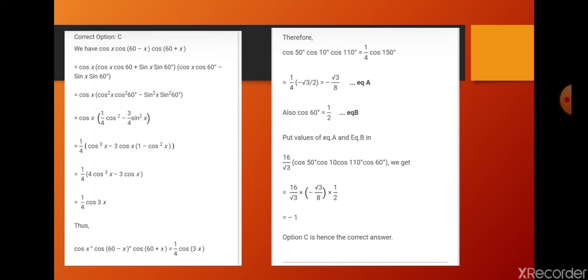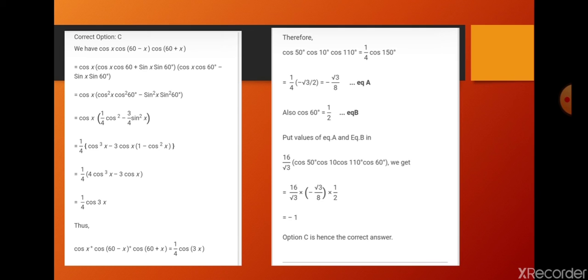which equals 1 by 4 into cos x into (cos square x minus 3 (1 minus cos square x)), which equals 1 by 4 into (4 cos cube x minus 3 cos x), which equals 1 by 4 into cos 3x. 4 cos cube x minus 3 cos x is the formula of cos 3x. Hence cos x into cos of (60 minus x) into cos of (60 plus x) equals 1 by 4 into cos of 3x.